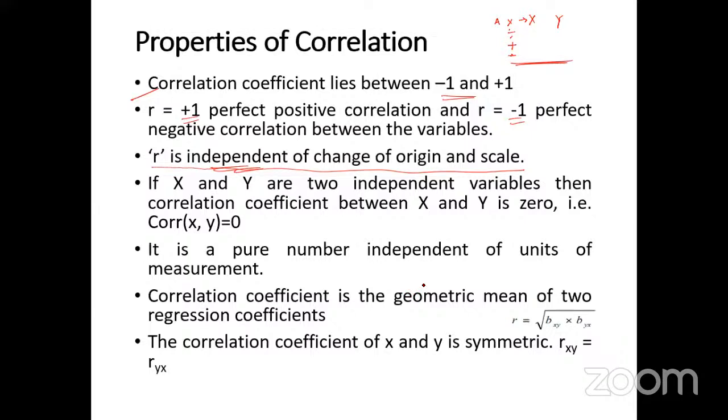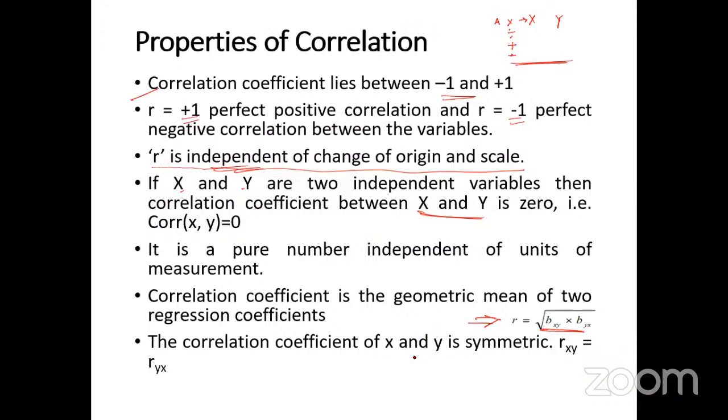Another most important property: when x and y are two independent variables, the correlation coefficient between x and y is always 0. It means both x and y should have a linear relationship or cause and effect relationship between them, and only then can we compute the correlation. Another important point is that r is equal to the geometric mean of the coefficients of regression, x on y and y on x. We'll discuss the coefficient of regression in later slides.